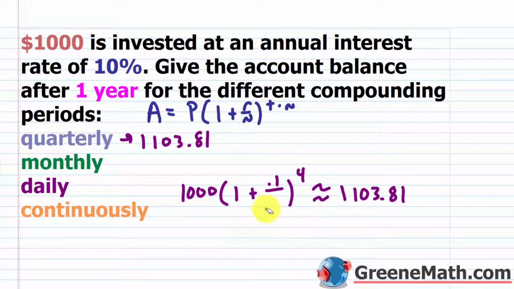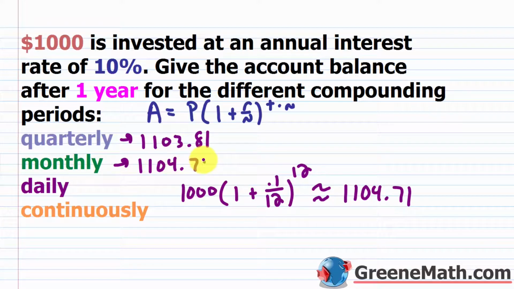So let's see this. So for monthly, all I want to do is put a 12 here and a 12 here. Everything else is the same. If you punch this up on a calculator, you're going to get about $1,104.71. Again, it's an estimate. We're just rounding. So let's go ahead and put this as $1,104.71.